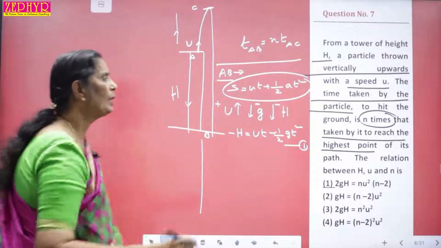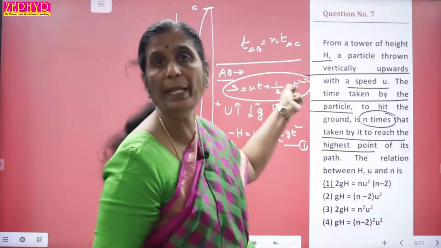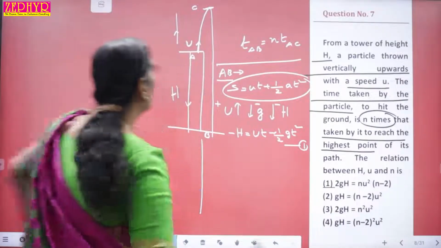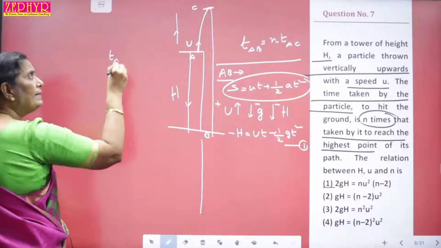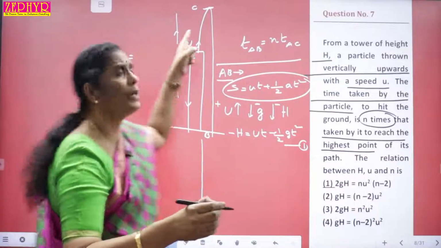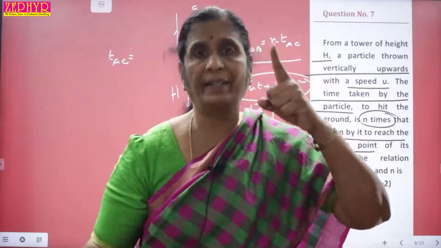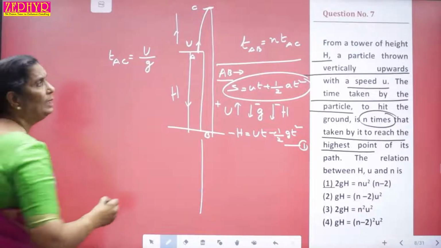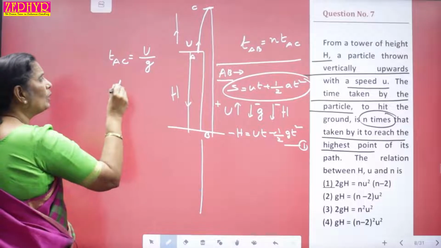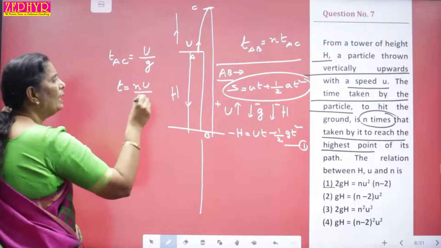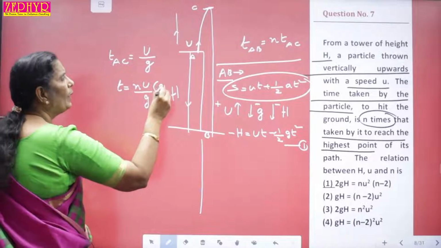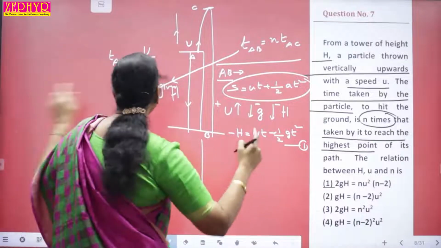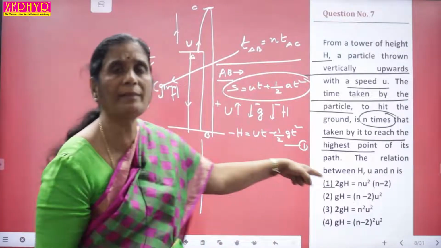And now what you have to do? T means T_AB. We will write T_AB in terms of n into T_AC. T_AC is the time taken by the body to reach the highest point, that is the time of ascent, and the formula is u by g. So t is equal to n times u by g, because n times is given. Now substitute the value n u by g in the place of t, because the answer is not in t.